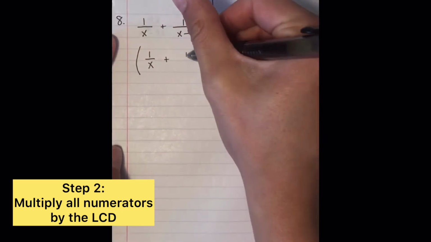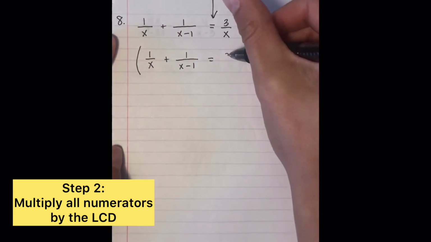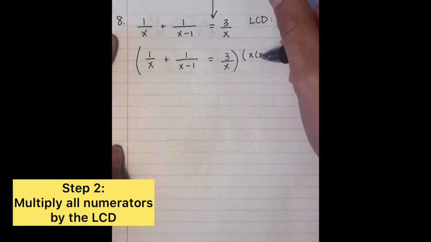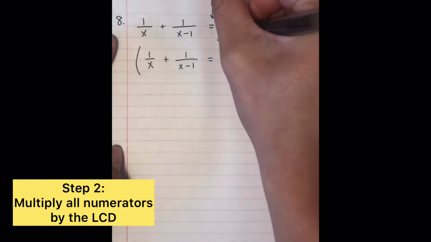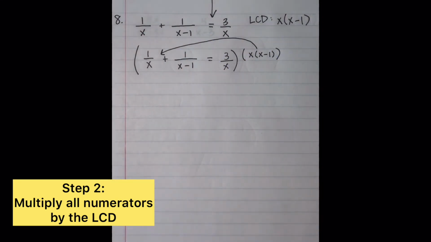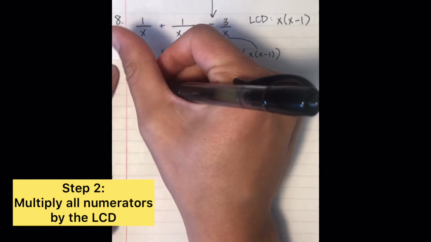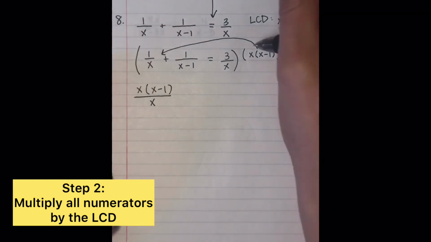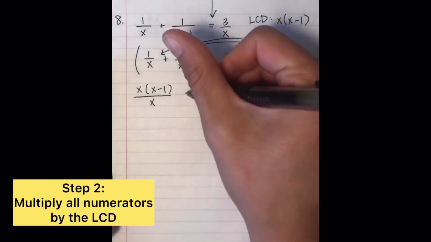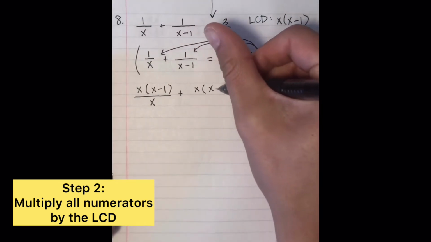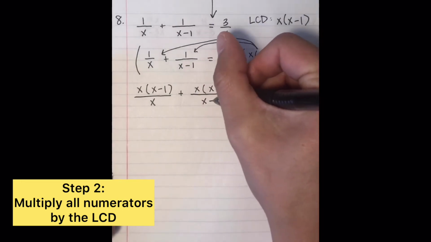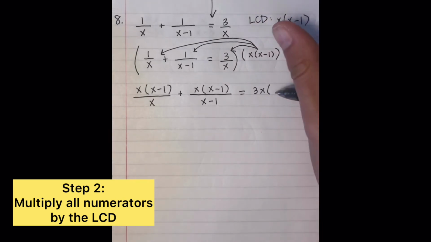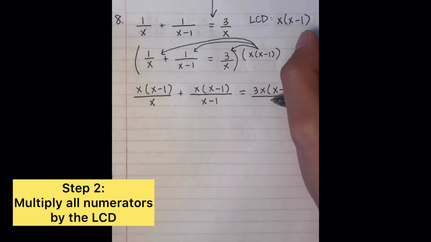So I'm going to rewrite it and multiply by the least common denominator on the top. So I'm going to multiply everything by x times x minus 1. So that first one is just times 1, so it's going to be x times x minus 1 over x. Second one, we're just multiplying by 1 again, so same thing, x times x minus 1. This time it's over x minus 1. And then we're multiplying by 3. Equals 3x times x minus 1 all over x.